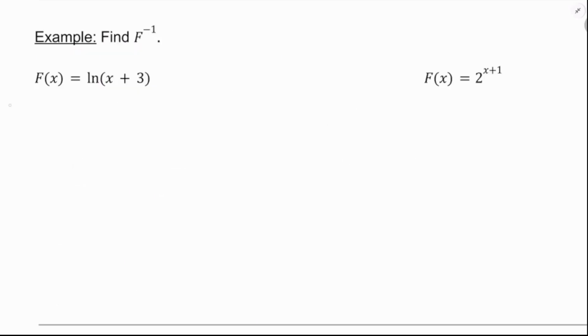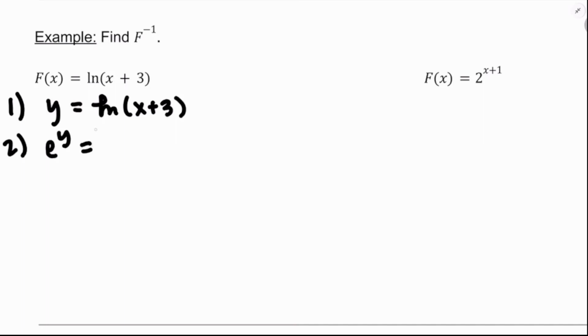All right, so step 1, y equals f of x. So I'm just going to replace it with y. y equals natural log of x plus 3. And then I'm going to solve for x. That's step 2. To get rid of that natural log, I need to take e to both sides power. So e to the y will equal e to the natural log of x plus 3, which we know is just x plus 3. Then I'm going to subtract 3 from both sides of this equation. So e to the y minus 3 equals x.